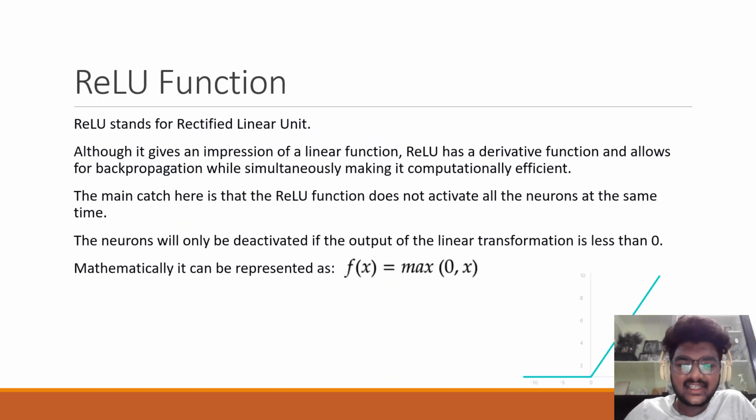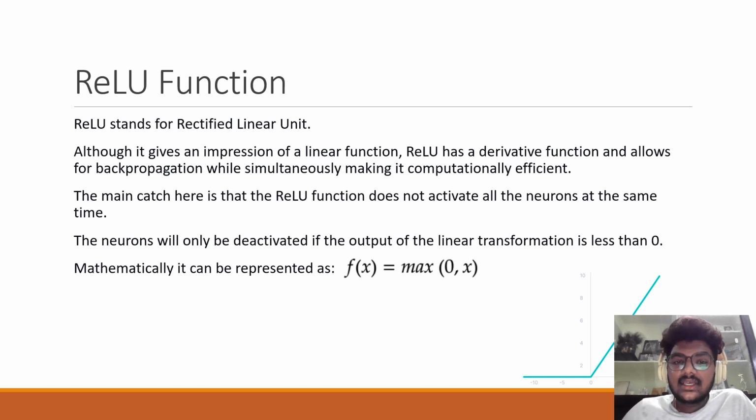ReLU function. ReLU stands for Rectified Linear Unit. ReLU is the most used activation function in the world right now, since it is used in almost all convolutional neural networks or in deep learning right now. Although it gives an impression of a linear function, ReLU has a different derivative function and allows for backpropagation while simultaneously making it computationally efficient. The main catch here is that a ReLU function does not activate all the neurons at the same time.